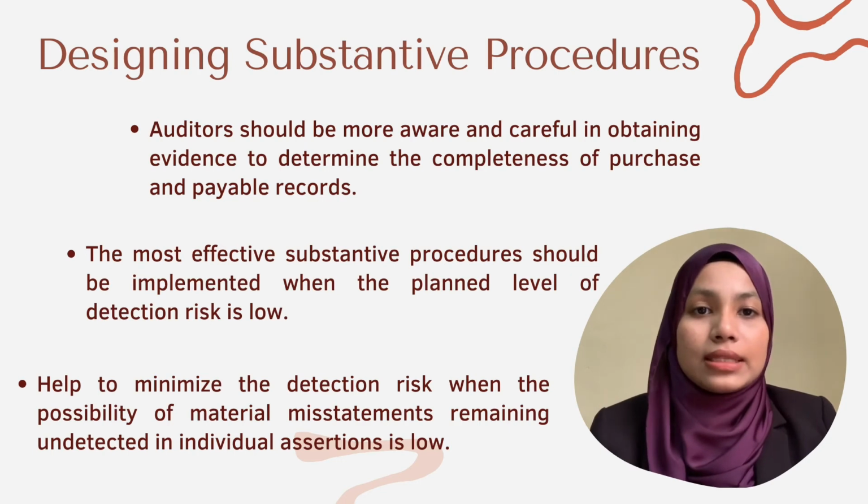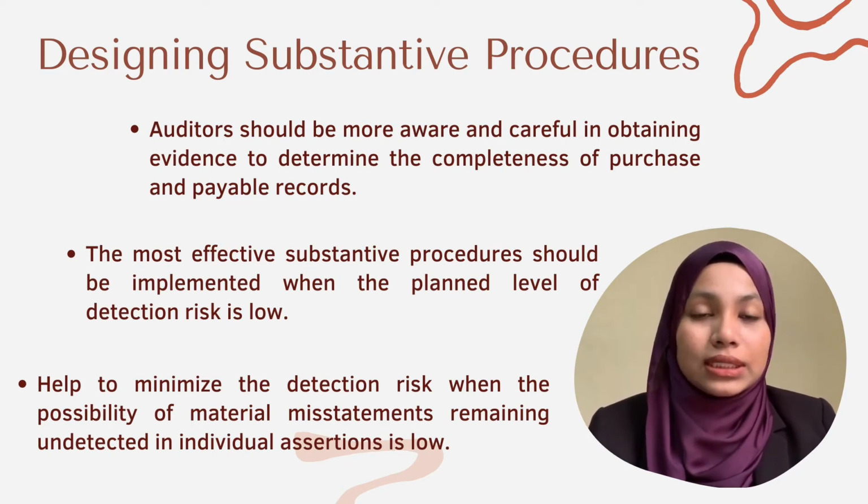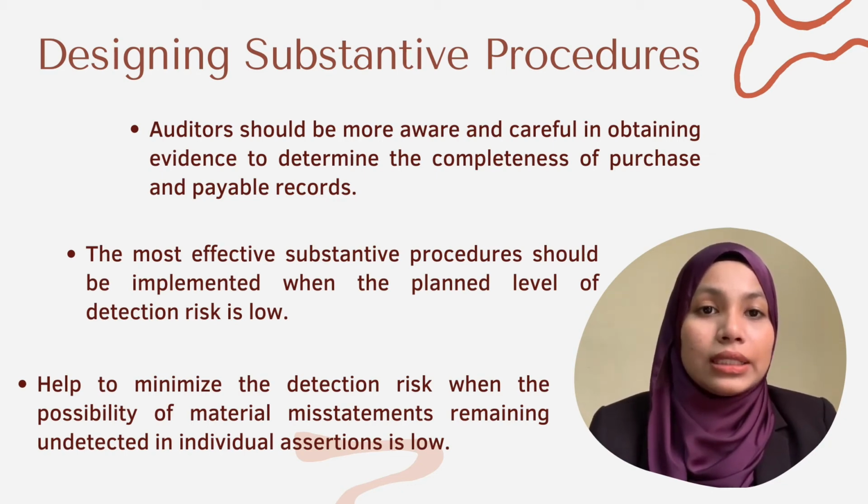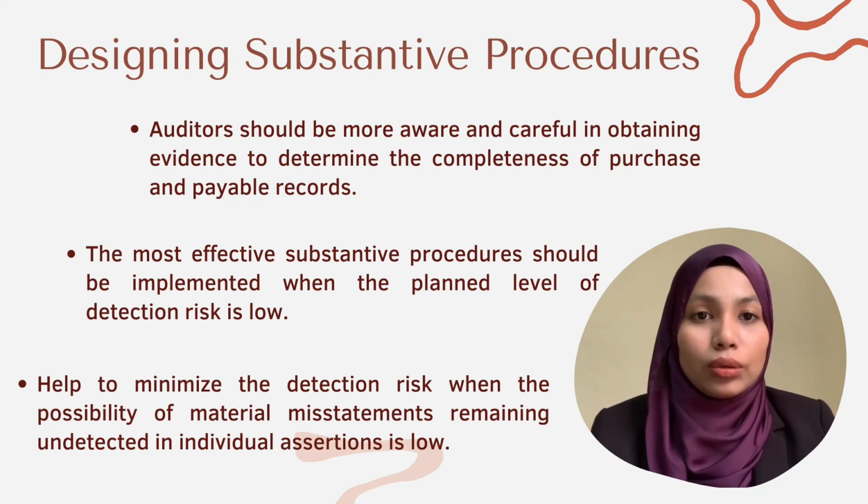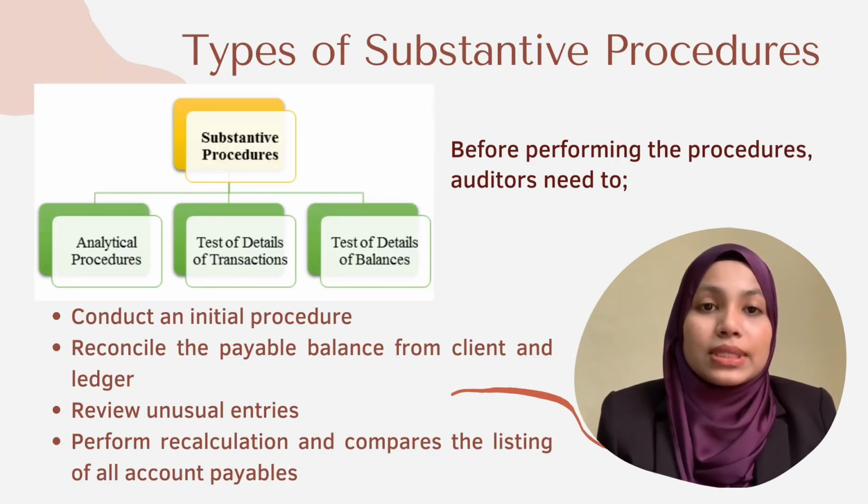Next, designing the substantive procedures. Auditors should be more aware and careful in obtaining the evidence to determine the completeness of purchase and payable records. Moreover, the auditor should be more thoughtful in planning the substantive procedures that are most effective and should be implemented when the planned level of detection risk is low. By doing that, it can help to minimize the detection risk when the possibility of material misstatement remaining undetected in individual assertion is low. There are three types of substantive procedures.